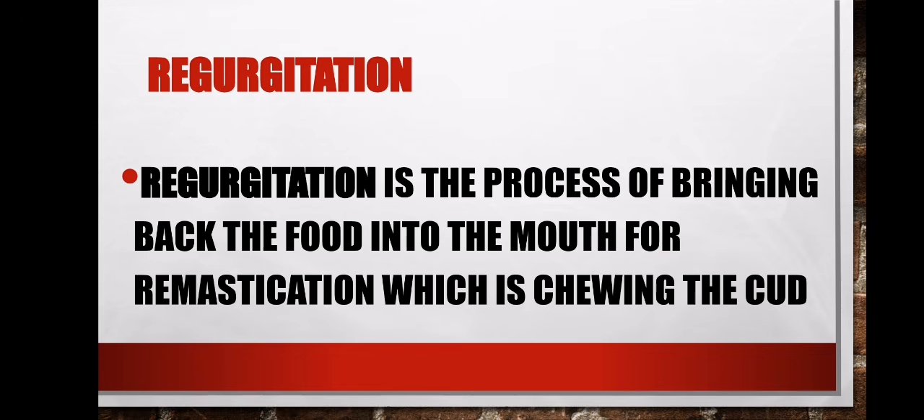Peristalsis: relaxation and contraction of the longitudinal and circular muscles of the alimentary canal with a purpose of pushing the food down the alimentary canal. Regurgitation: process of bringing back the food into the mouth for proper chewing, which is chewing the cud.